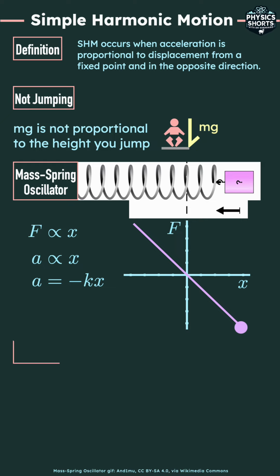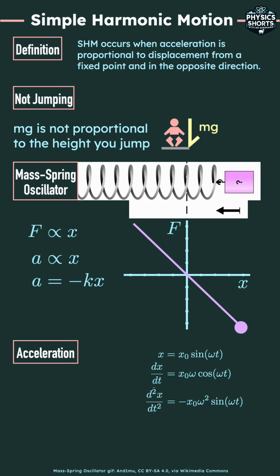Now we really want to think about the acceleration in this, and we know that x equals x naught sine omega t. So if you differentiate that, the derivative is going to be equal to x naught omega cos omega t, and the derivative of that is equal to minus x naught omega squared sine omega t. Rearranging it slightly, that's equal to minus omega squared x naught sine omega t, which is equal to minus omega squared x from the start.